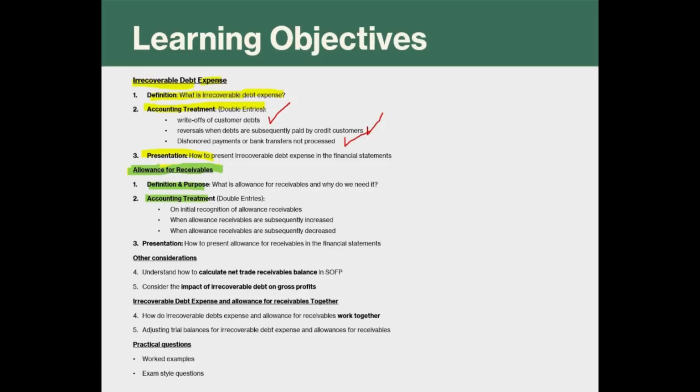For this exam, you will need to be comfortable with the double entries in the following situations. Initial recognition of an allowance for receivables. This is when a business creates an allowance for the first time. We will look at the double entries required to record this initial provision.